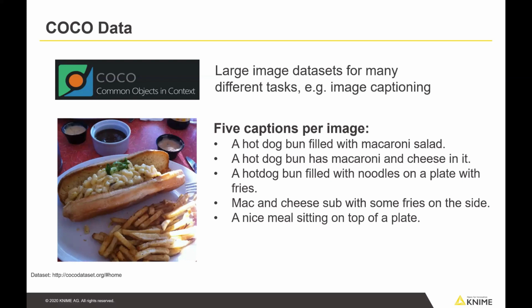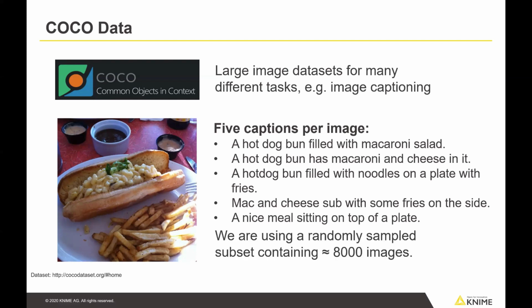For each image in the dataset, there are 5 alternative captions, because as I said, there's not one true answer. So for each image, we have 5 targets, so to speak. And because the dataset is quite large, we don't use all images, but we randomly subsample 8,000 images from the whole dataset to use for our example.